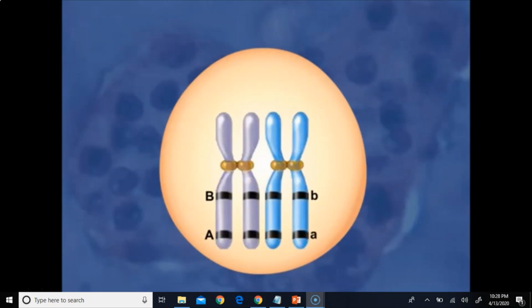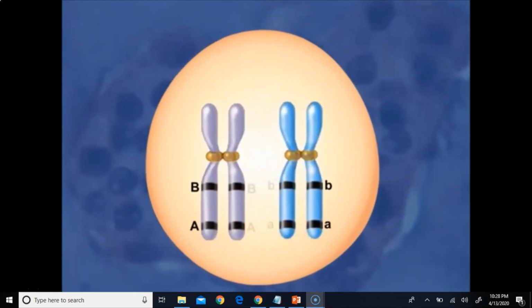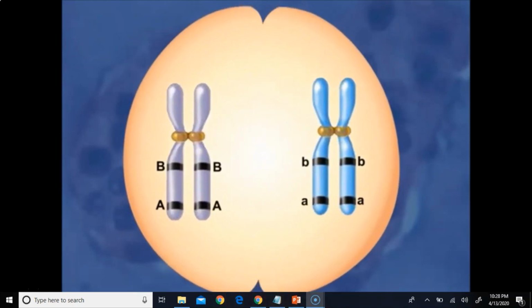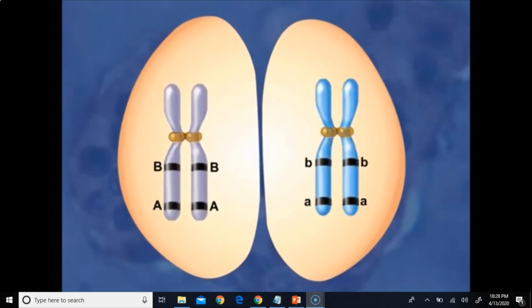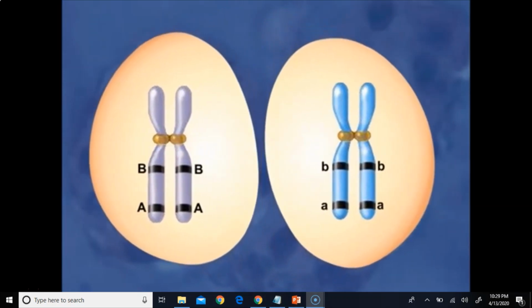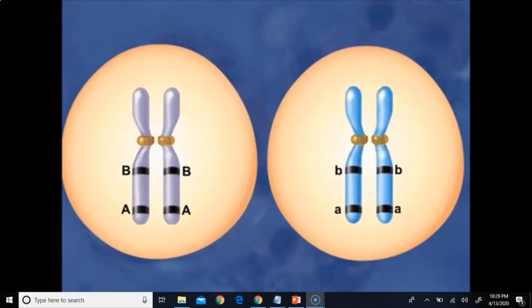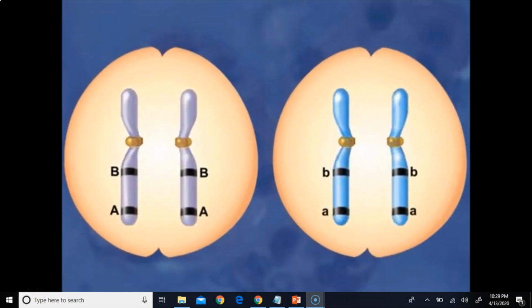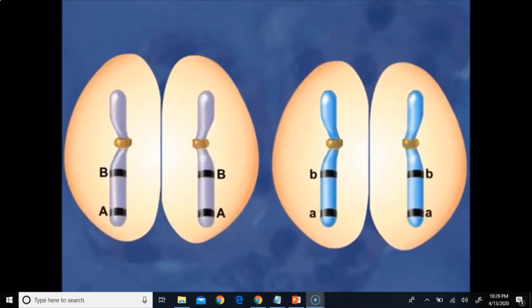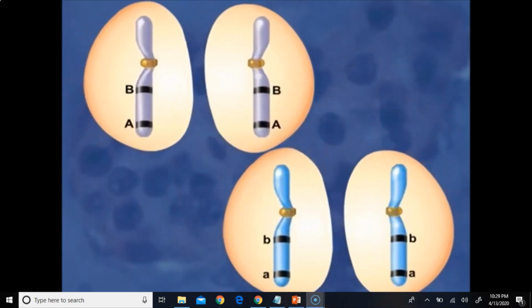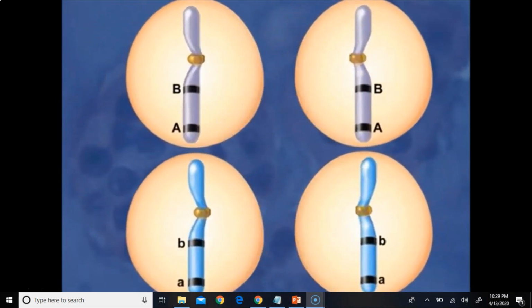not occur. Recall that one member of each pair of homologous chromosomes came from one parent. The other member came from the other parent. In this example, one parental chromosome had alleles capital A and capital B, while the other had alleles lowercase a and lowercase b. Without crossing over, each haploid cell produced will inherit a chromosome with the same combination of alleles as was on one of the parental chromosomes. Thus, the arrangement of linked genes is not altered in this case.